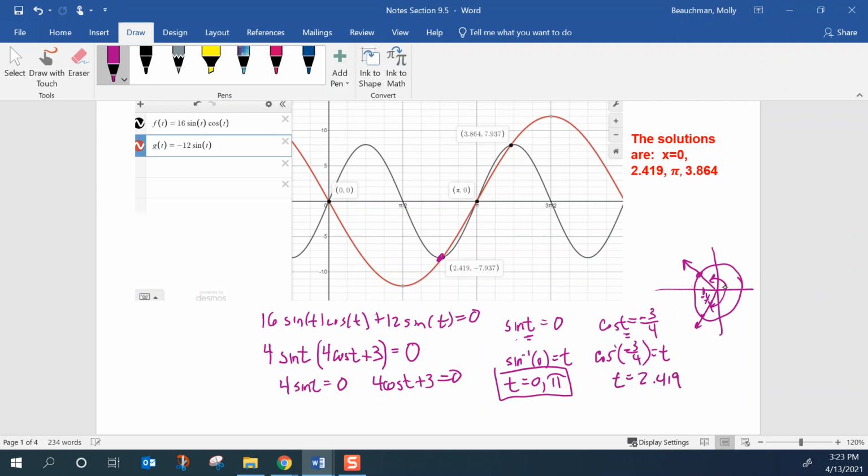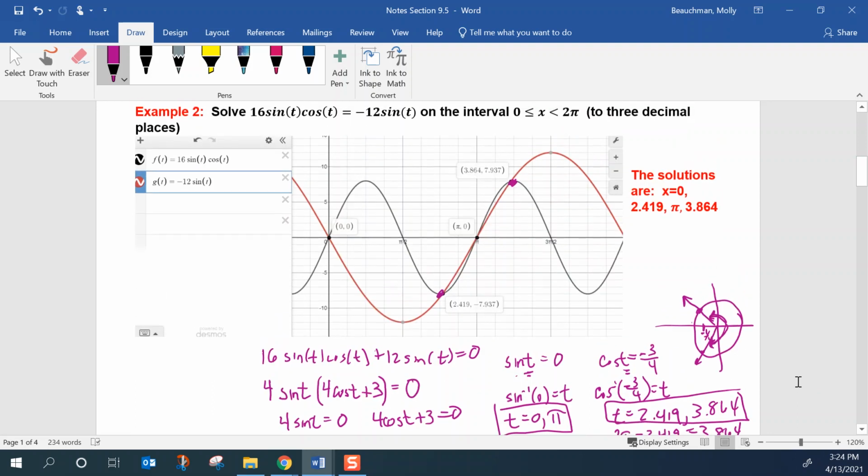And then think about the other value as rotating in the negative direction. Then you're also going to take, for your other angle, 2 pi minus 2.419. And that's where your other measure, 3.864, comes from. So the other two values are 2.419 and 3.864. So solving by hand and then using Desmos to check.